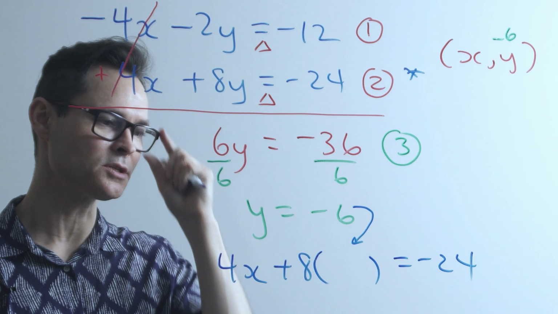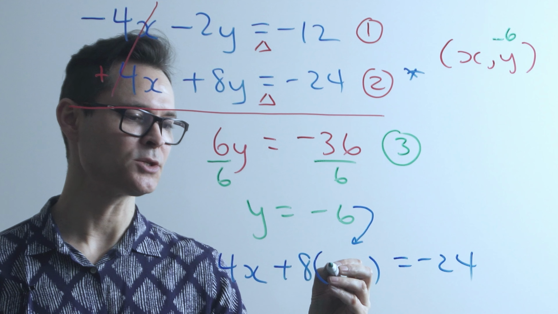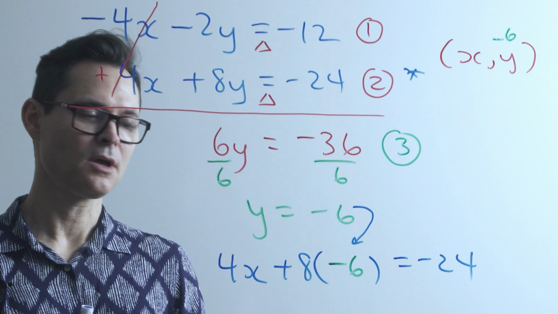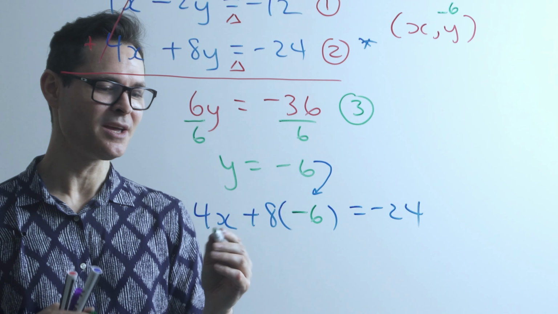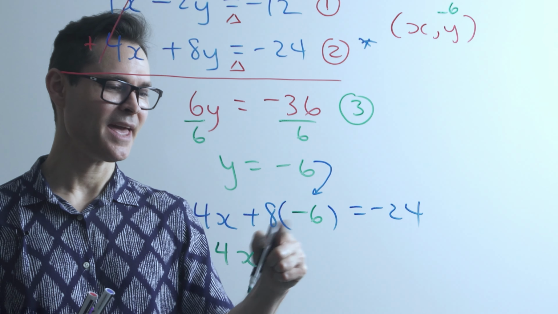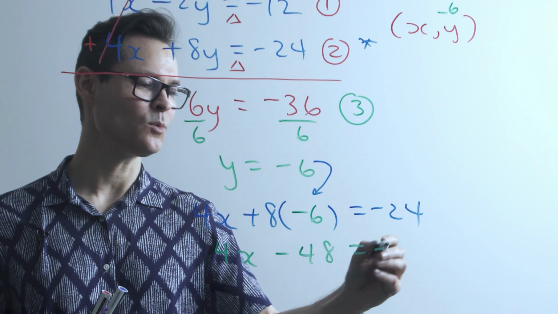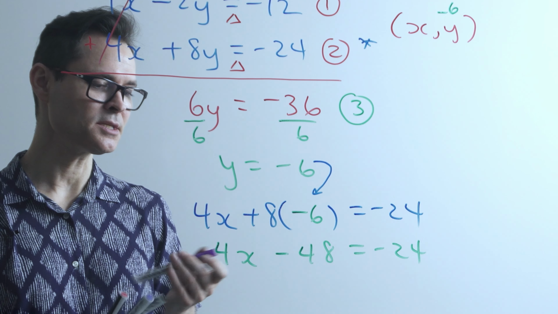I'm using the second equation. You could have used the first. And I'm simply going to drop the -6, because we just found that y is -6, into that equation. And then I'm going to solve for x. This is pretty easy now for you. So this is 4x. 8 times -6 is -48, equals -24. Now I want to solve for x. So this isn't too bad.